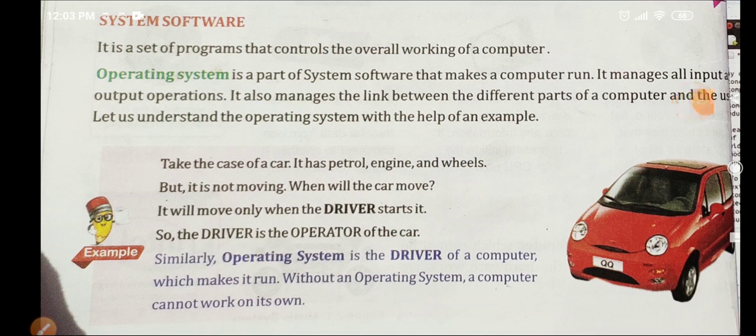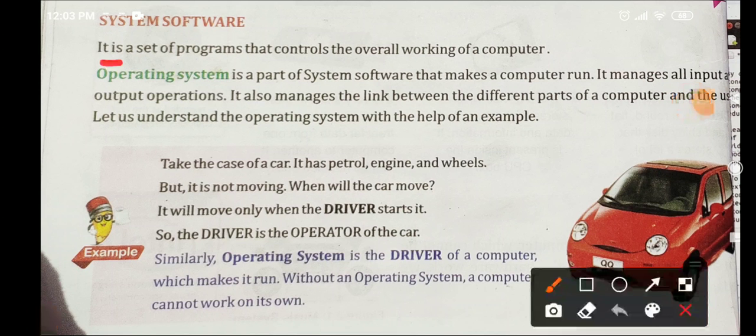System software is a set of programs that controls the overall working of the computer. Operating system is part of system software that makes the computer run. It manages all the input output operations. It also manages the link between the different parts of computer and the user. Let us understand the operating system with the help of an example. Now see, operating system is very important in our computer. If there is no operating system in our computer, we are not able to do work on the computer.